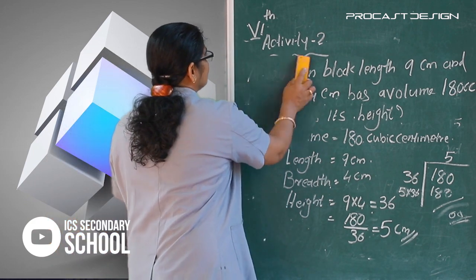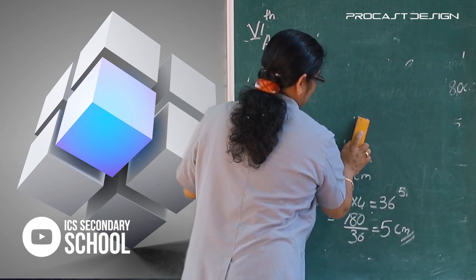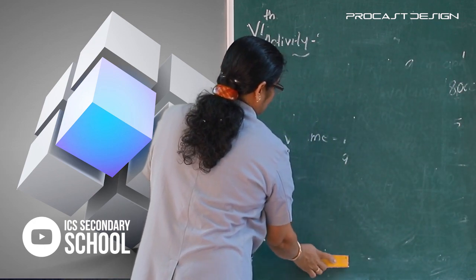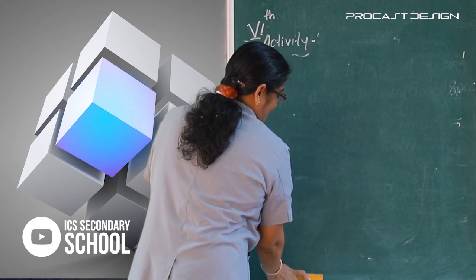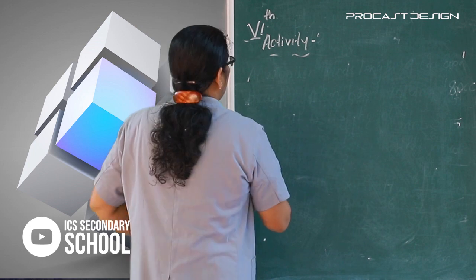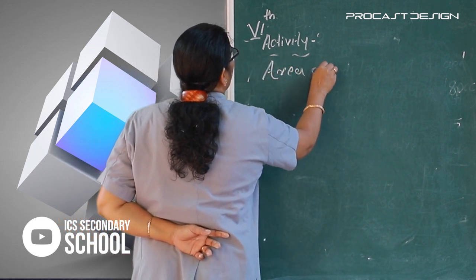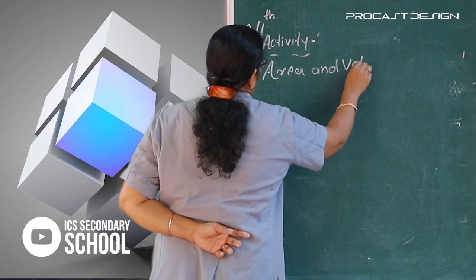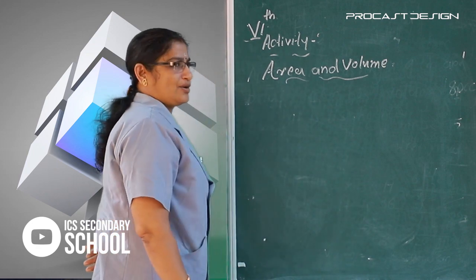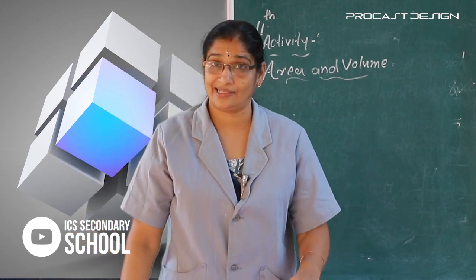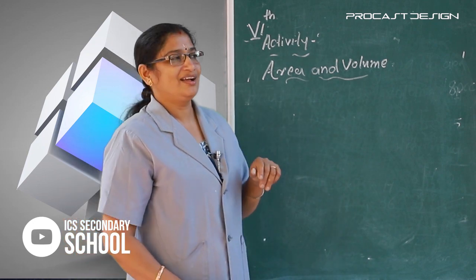May I clean the board? Area and volume, the necessary heading. How can we find area? Length into breadth. Volume is length into breadth into height.